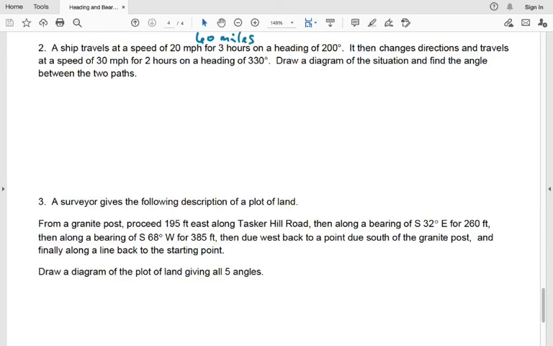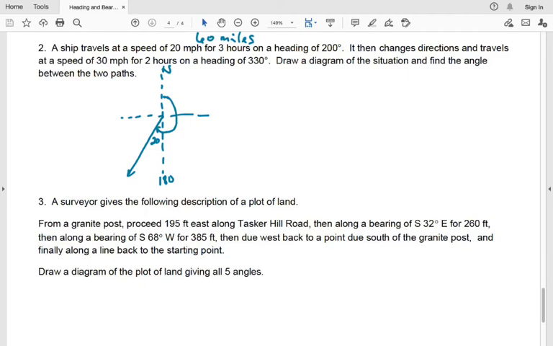And that's on a heading of 200 degrees. So here's my north-south, west and east axis. So I'm going to go on a heading of 200 degrees. This right here would be 180 from the north axis. So I'm going to go another 20 degrees past that. So this would be 20 degrees if we want to get that full 200. We went 180 plus another 20.